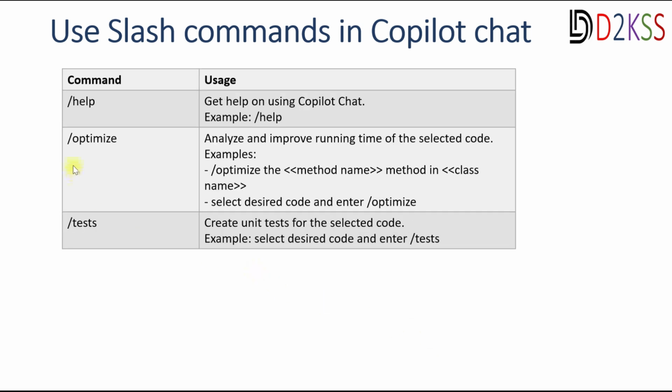There is one more command called /optimize. For example, when your application is running in a production environment, you have faced that a specific method or functionality is getting slow and is timing out. So you need to optimize your code to improve the performance of the application. How can you do it? You can use this /optimize command to optimize the specific code and improve the performance of those methods.